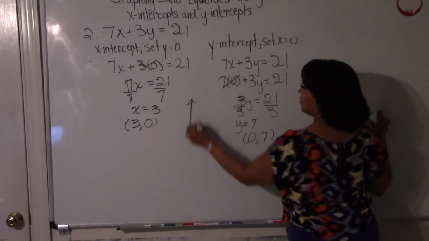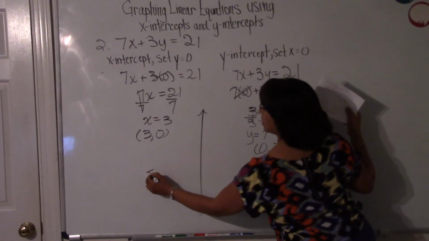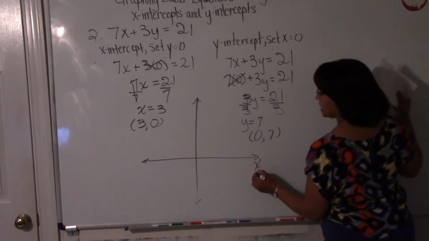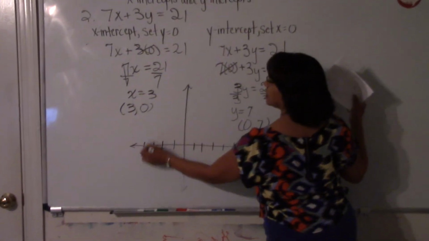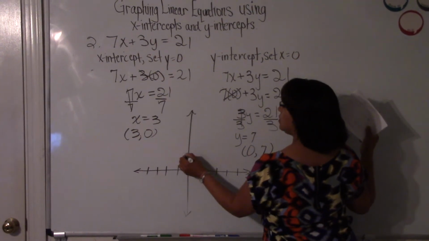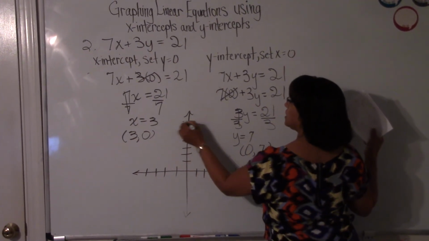So when you sketch your graph, your x-axis is horizontal. You go ahead and try to put your lines approximately equal. You can use your ruler if you like. 1, 2, 3, 4, 5, 6, 7.